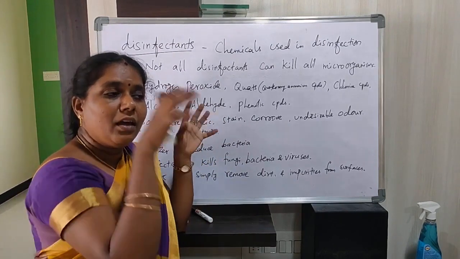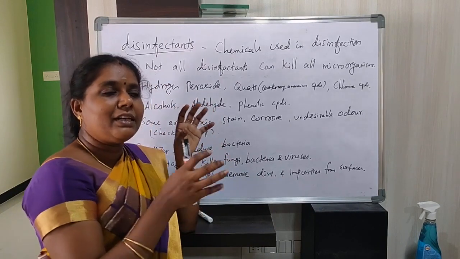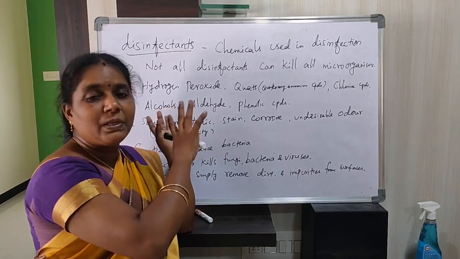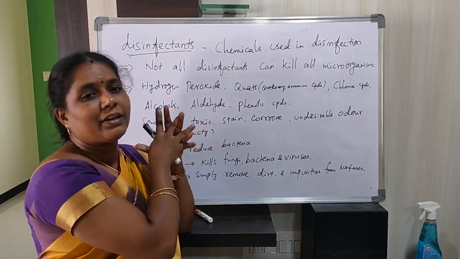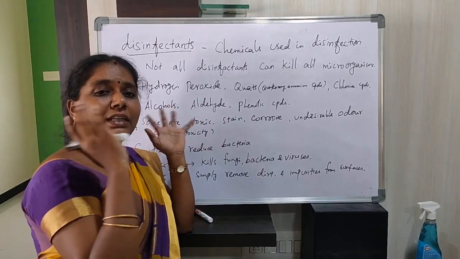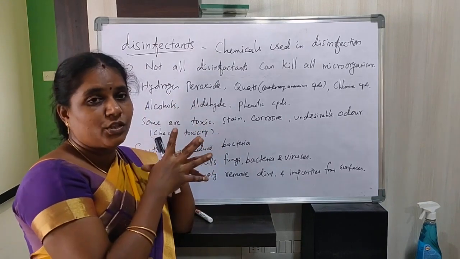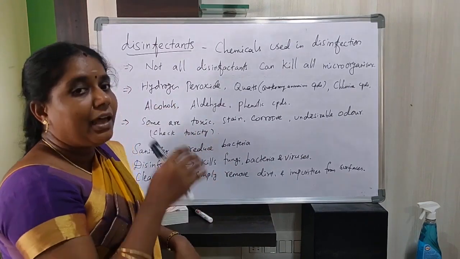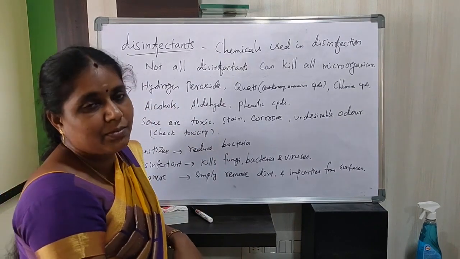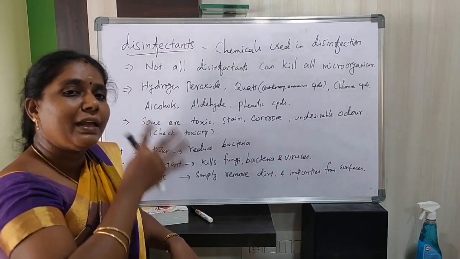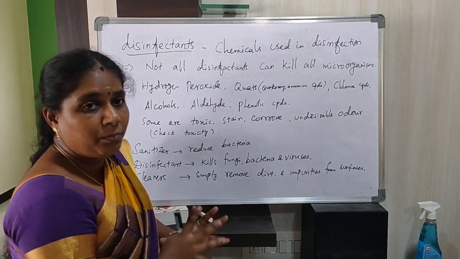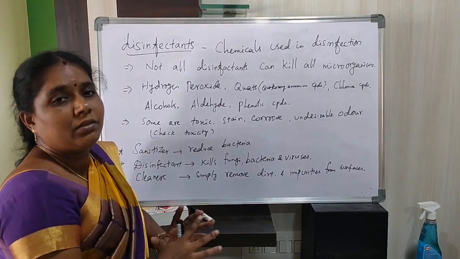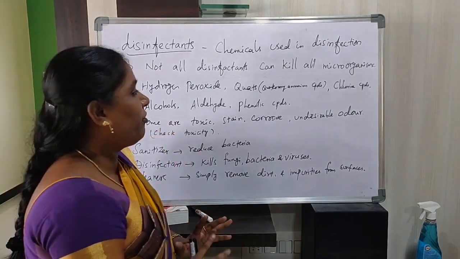Mainly in our home, we use disinfectant to clean toilets, sinks, and kitchen taps. And to clean water tanks and swimming pools also, we use some disinfectant. Mostly, disinfectant is used to kill germs and remove some microorganisms. Due to that reason, we keep those places safe. So it is very, very important. Disinfectants are used to clean our places, like toilets, water tanks, and swimming pools.